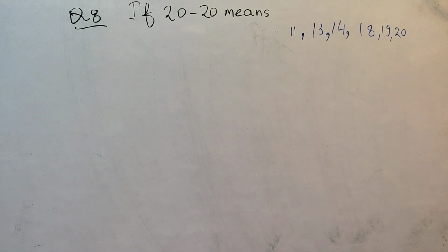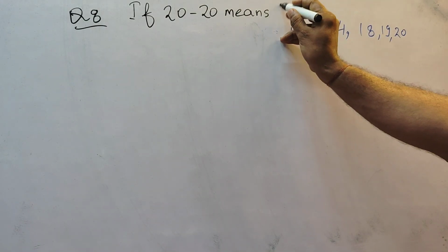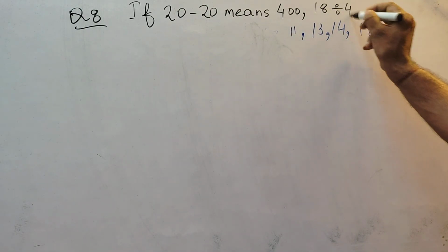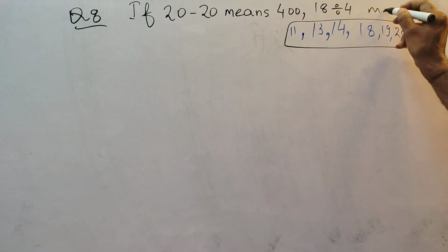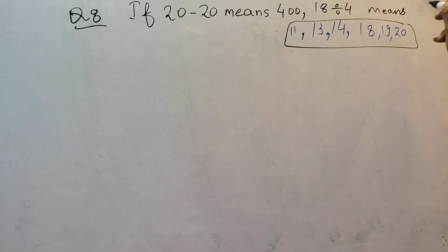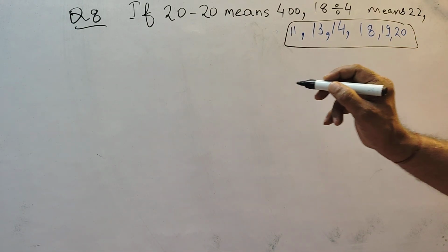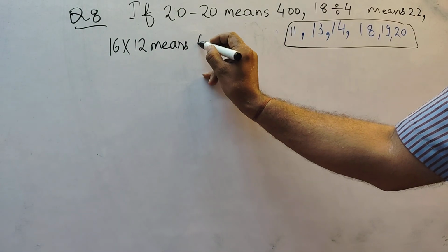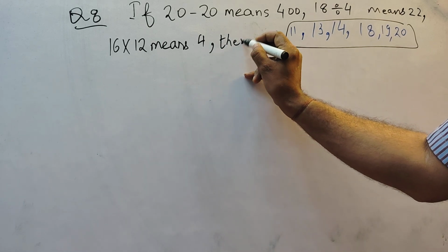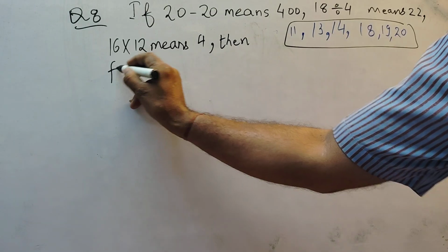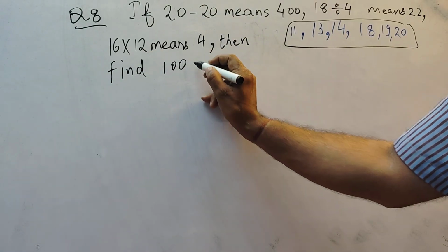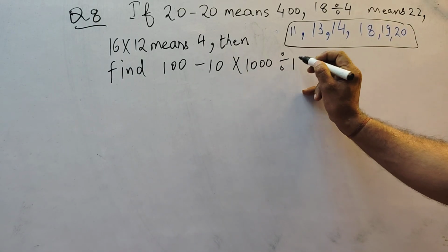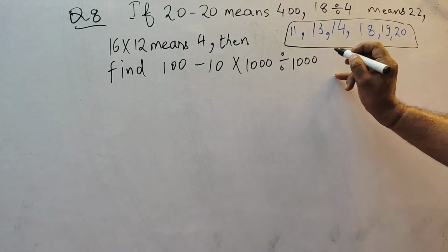If 20 minus 20 means 400, 18 divide 4 means 22, 16 multiply 12 means 4, then find 100 minus 10 multiply 1000 divide 1000, then again divide 100.